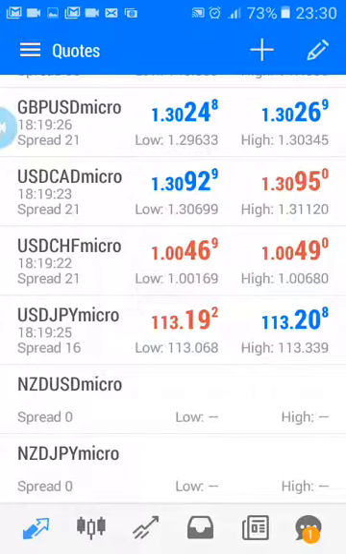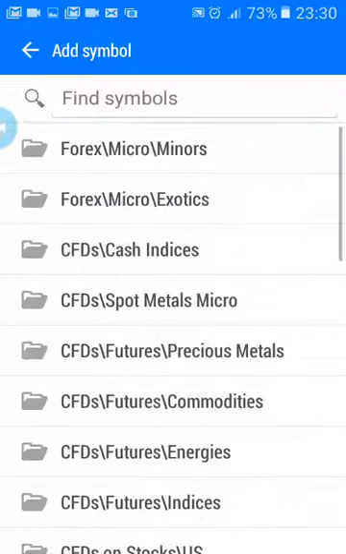Again, because I'm offline, if I was online you would see this currency pair coming to life. Okay, so let's go back in again. And then the next folder is Forex micro exotics. Let's see what exotics are. Let me press it.